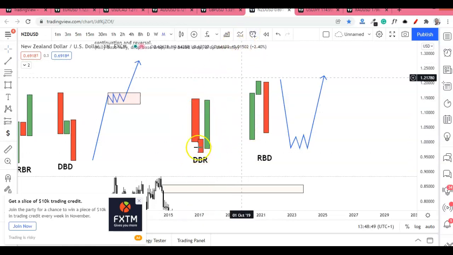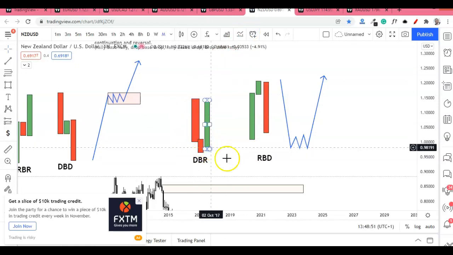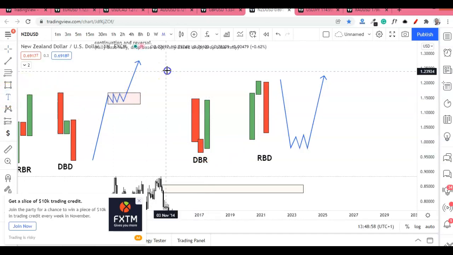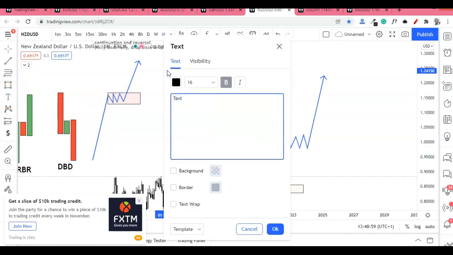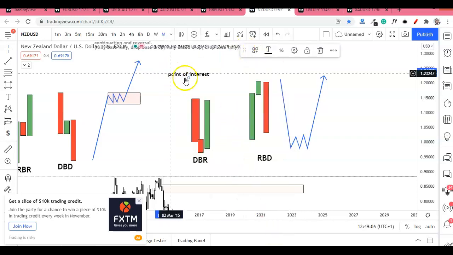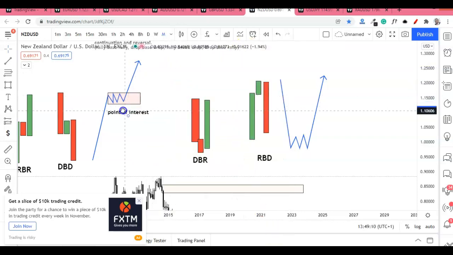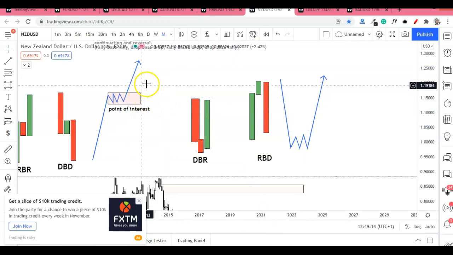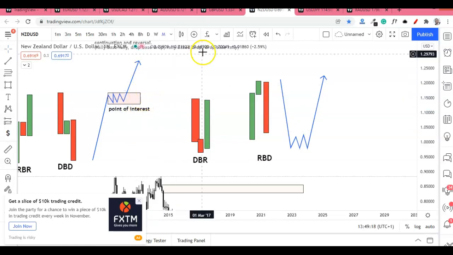So once you identify that, you know that the base is what we are interested in. The base here is what I call our point of interest. As a demand or supply trader, we are interested in the base. We expect price to come back to the base to take the price upward.